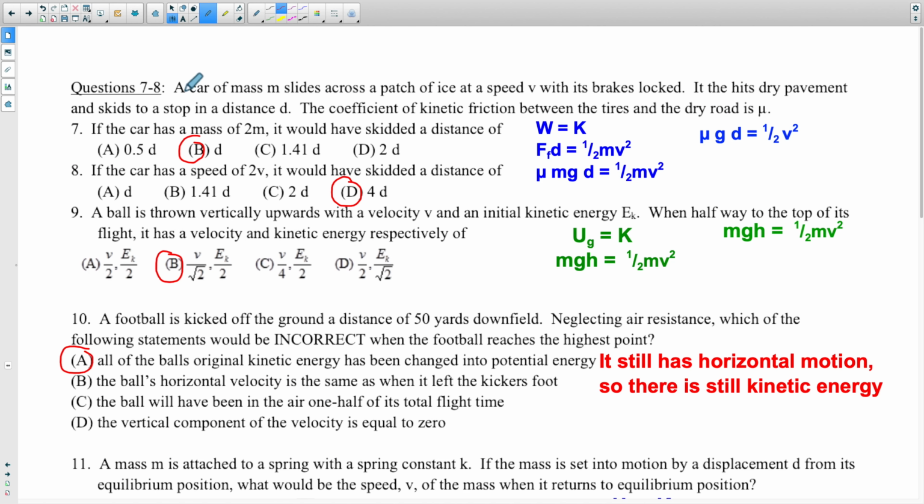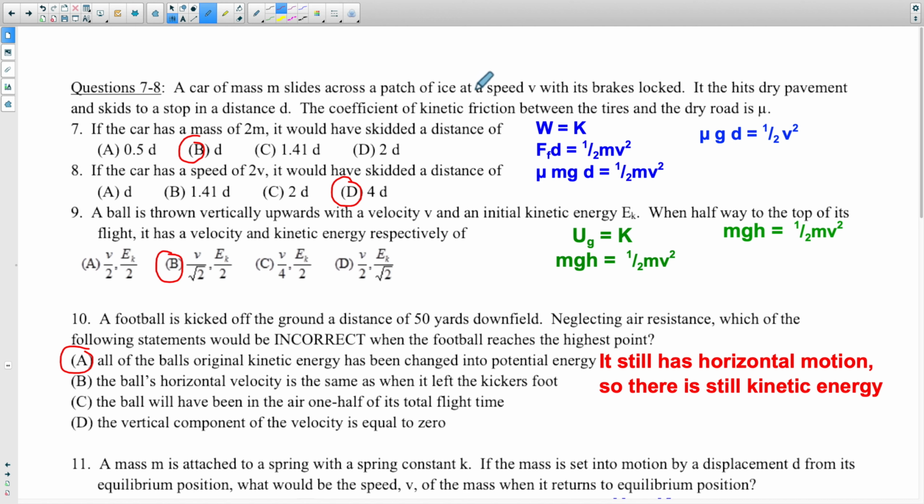Okay, question 7 and 8. A car of mass M slides across a patch of ice with a speed V with its brakes locked. It hits the dry pavement and skids to a stop in a distance D. The coefficient of friction between the tires and the dry road is mu. If the car had a mass of 2M, it would have skidded how far?